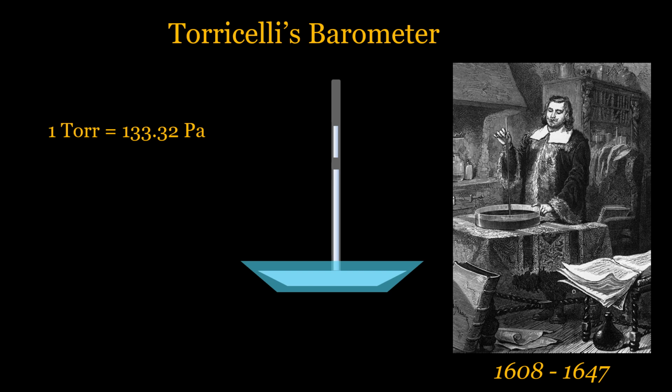The change in the level of leftover mercury was due to the atmospheric pressure at the surface of mercury in the basin. That is why pressure has also the units of length. 1 torr equals 1 millimeter of Hg. This technique is still used to measure atmospheric pressure, which then is used to forecast weather.